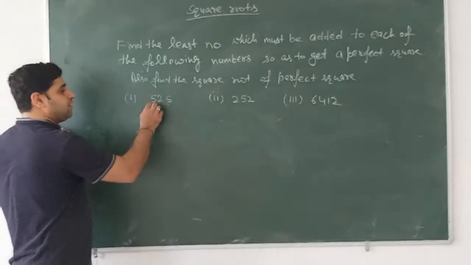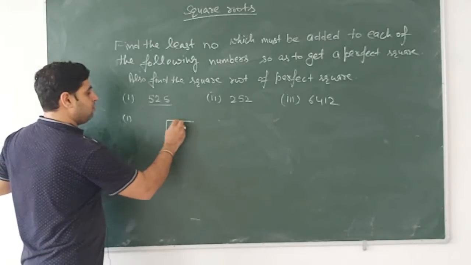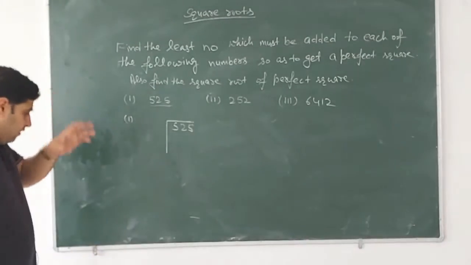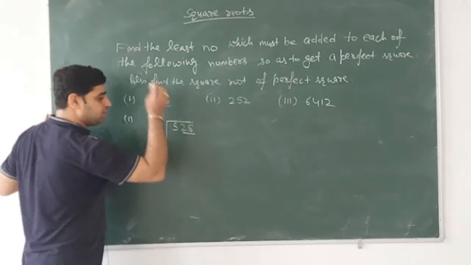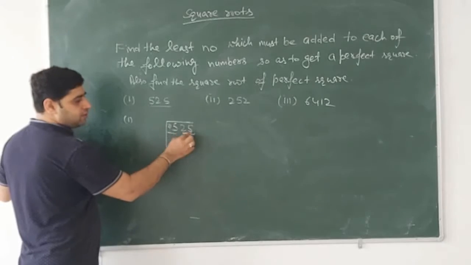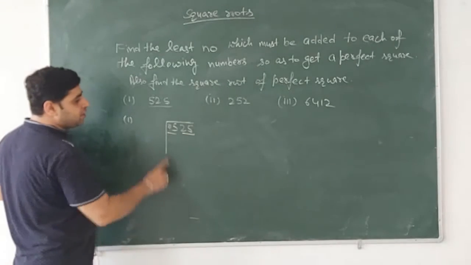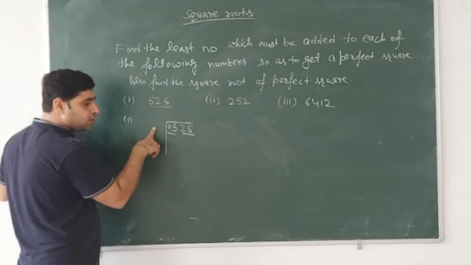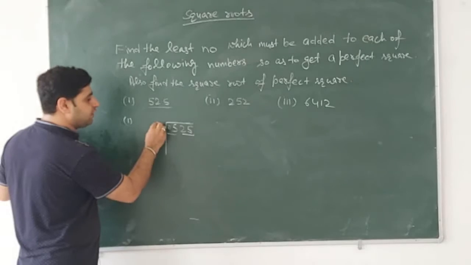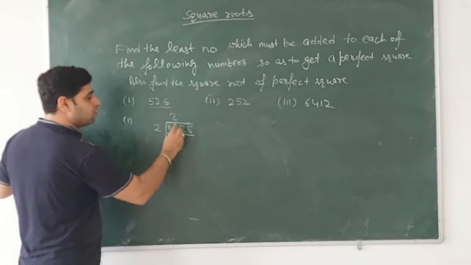So we have to first find the square root. We have taken the first question 525. Same pattern we have to follow. Make a pair. So here 5, here 25. What number can we write here? 1 square is 1, 2 square is 4, 3 square is 9. So here we can write 2. 2 square is 4, 1.